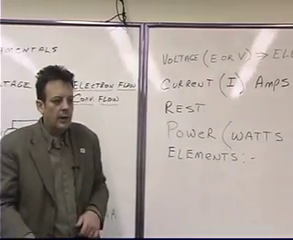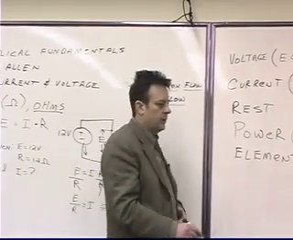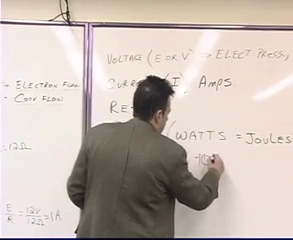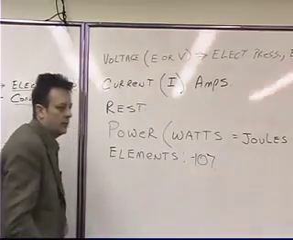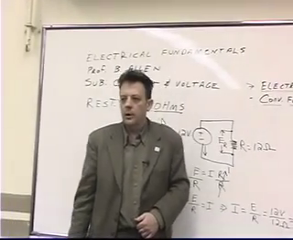Well, if you look at the naturally occurring elements, there are 107 naturally occurring elements that you find on the periodic table.